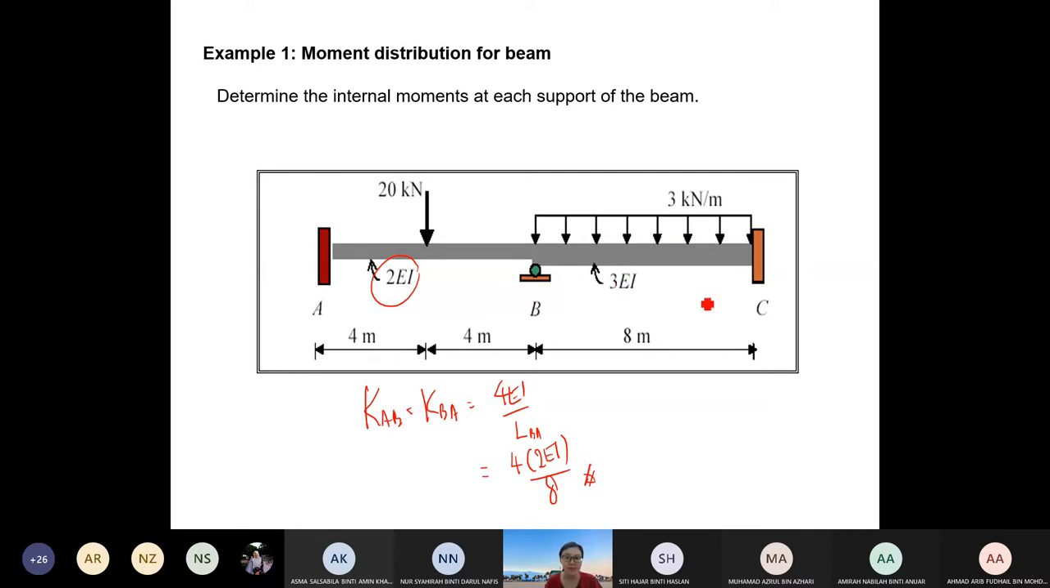How about for BC? What equation do you use? Four EI or 3EI over L? Yes, you are right, because it is fixed. At the internal, we will always assume it as fixed in this method, but in real, it is a roller. So for BC, EI right now is 3, so you just put in the 3EI here. The length is L. So this is how you do your member stiffness factor.